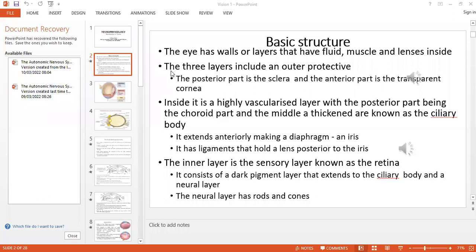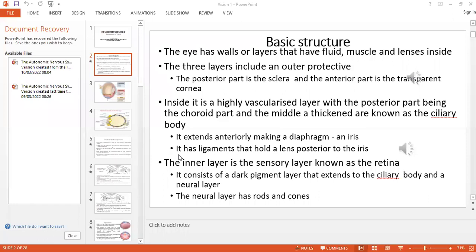So the eye has walls and layers, and it has fluid, muscle, and lenses inside. These things are found on the human eye. The three layers include an outer protective layer. The posterior part is the sclera, and the anterior part is the transparent cornea. You'll be able to see this image. I'm sure the person who taught you yesterday was able to show you how these things look.